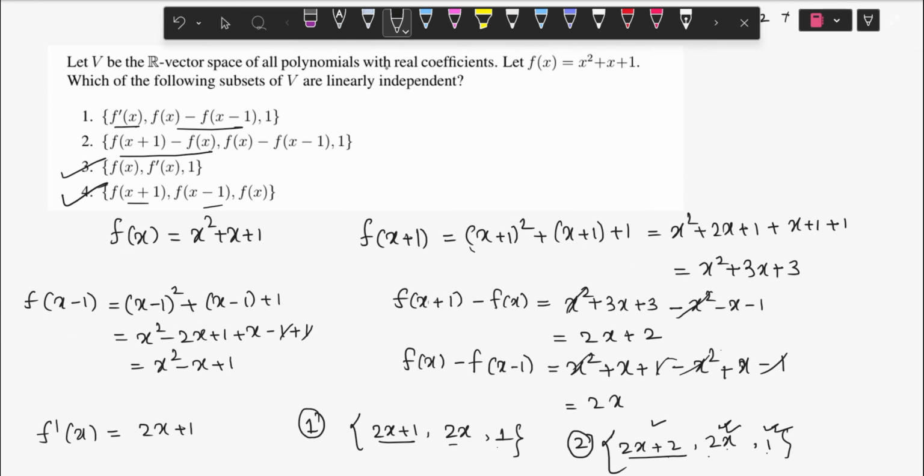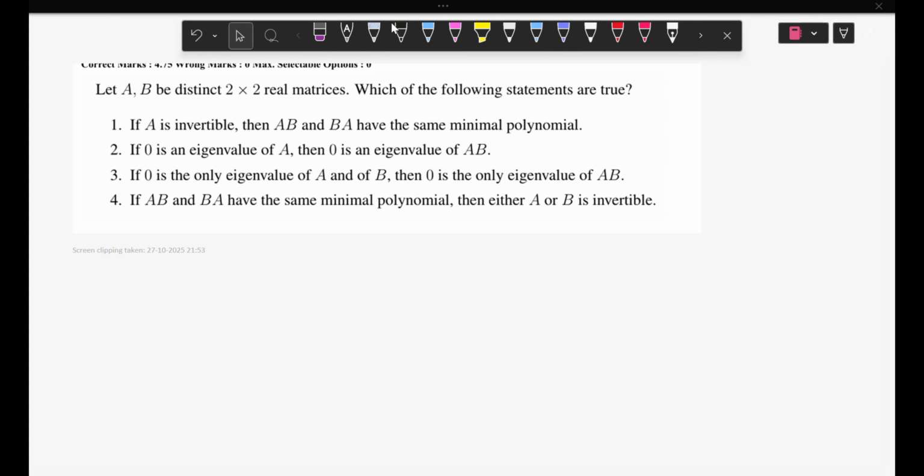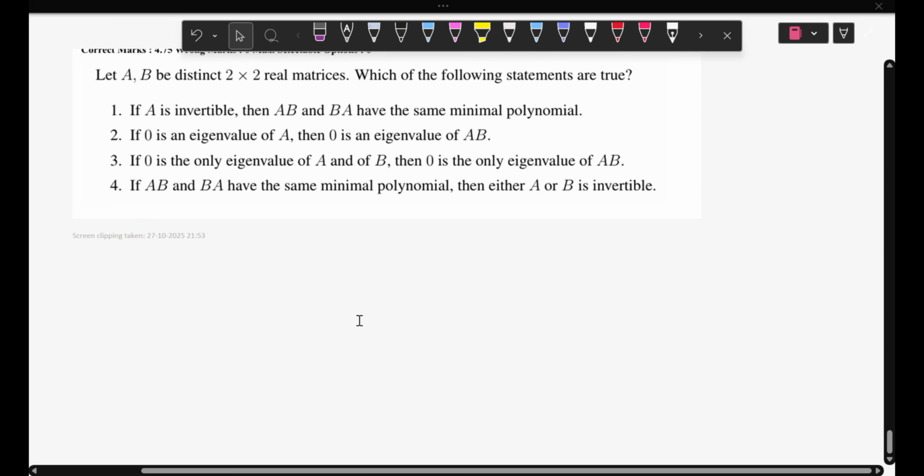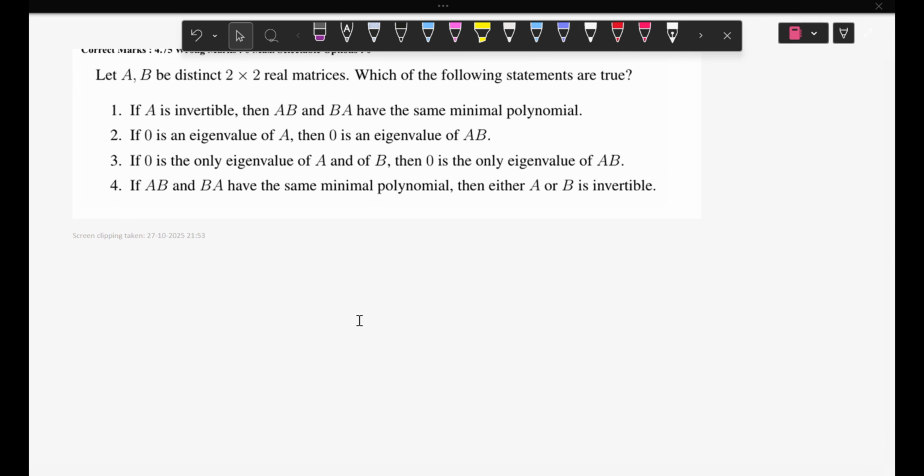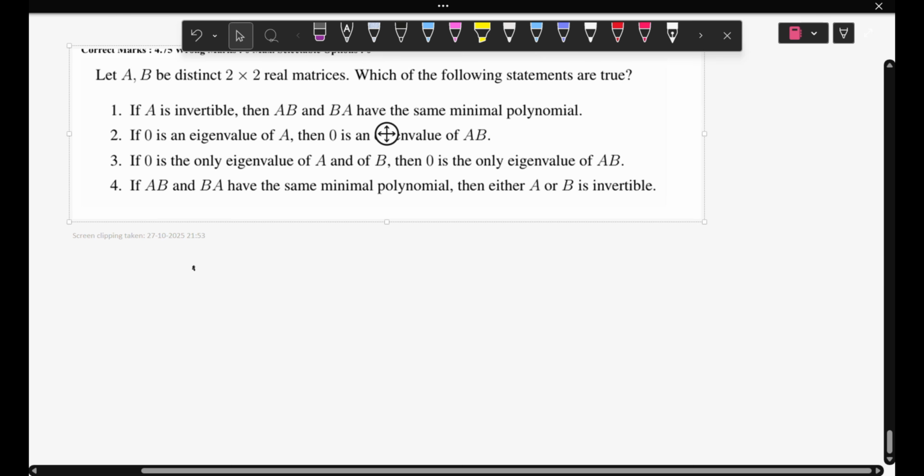Thank you. This is the next question from linear algebra. The question is saying that A and B are two distinct two cross two matrices, then which of the following options is true? Option 1 is saying that if A is invertible, then AB and BA have the same minimal polynomial. So first option A.